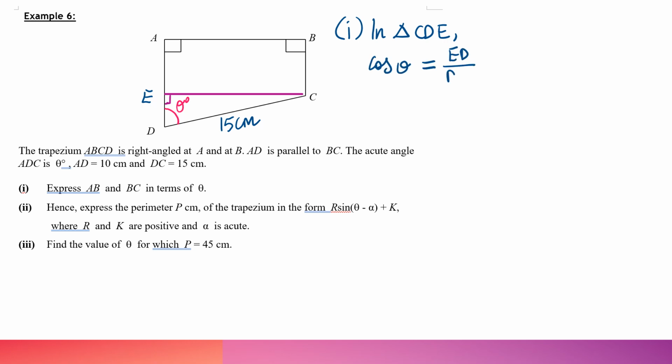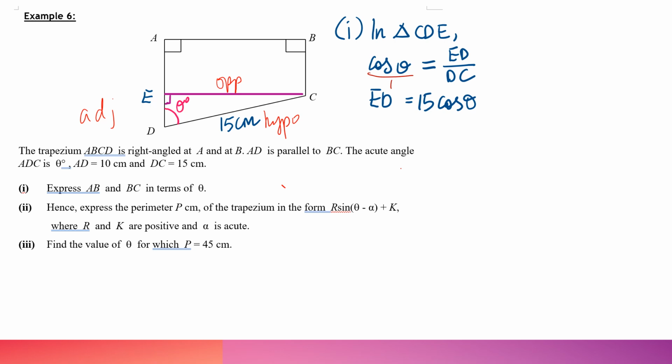So in triangle CDE, cosine theta is equal to the ratio of adjacent side over the hypotenuse, A over H. If you were to label your diagram, this will be the opposite side because it's opposite your theta degrees. The longer side is the hypotenuse, and then ED is the adjacent. So it's equal to ED over DC, and to find ED, you just do a cross multiply. So ED is just DC times cosine theta.